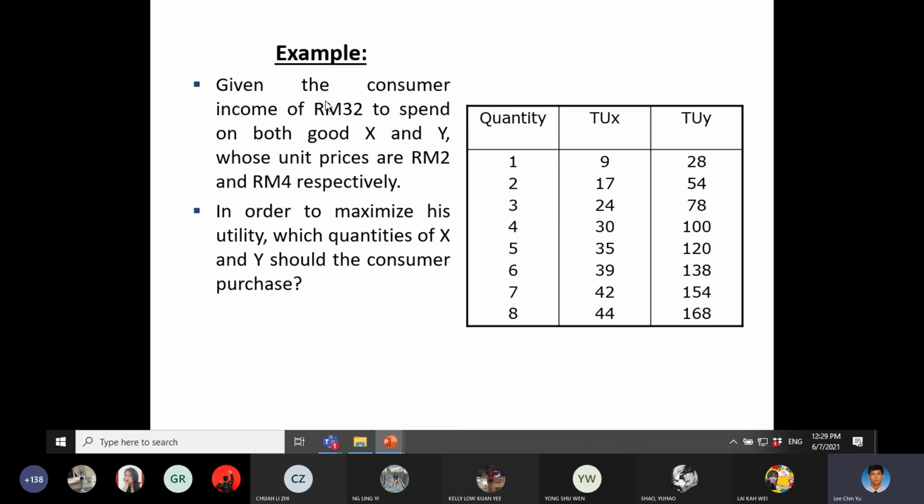Over here, given the consumer's income, we have income to spend on both good X and Y, whose unit prices are 2 ringgit and 4 ringgit respectively. In order to maximize utility, which quantity of X and Y should the consumer purchase? Meaning, what will be the combination of good X and Y that maximizes the utility for the consumer, given that the consumer utilizes all his income, 32 ringgit?